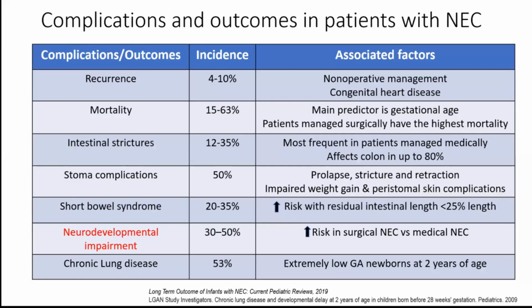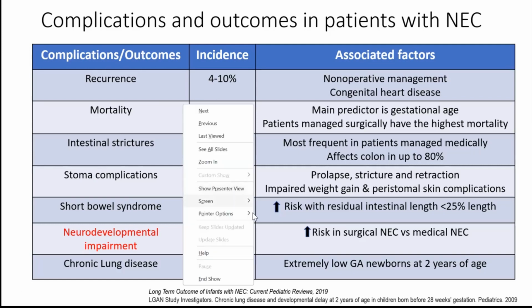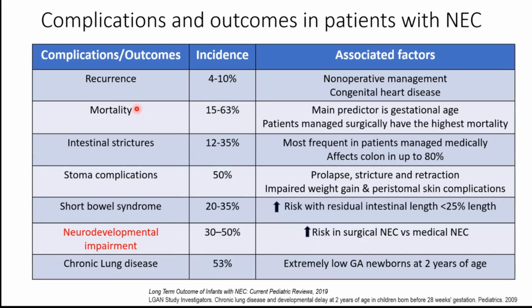So coming to complications and outcomes in patients with necrotizing enterocolitis, these can be basically divided into two groups. First group includes complications that could occur in relation to bowel disease, surgical treatment performed, and length and quality of residual bowel left. So the first complication being recurrence, which is seen in around 4 to 10% of babies with NEC, and associated factors include non-operative management as well as babies with congenital heart disease.